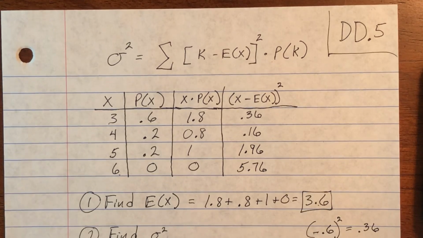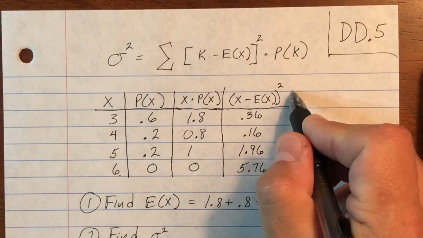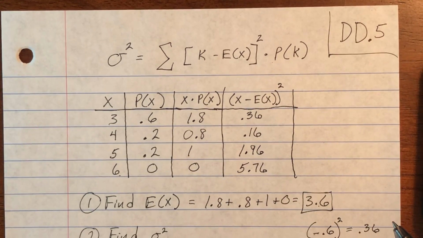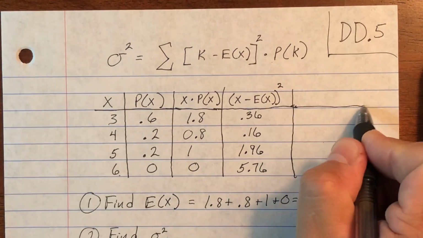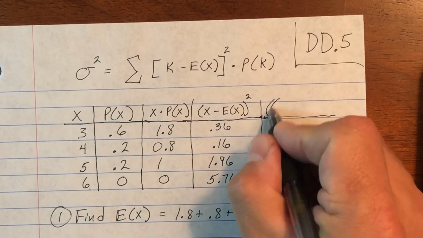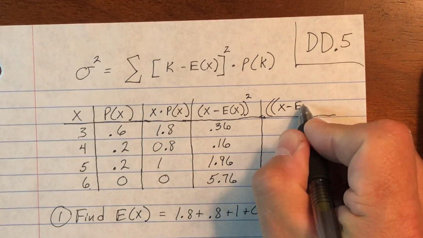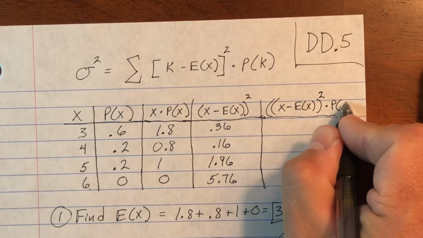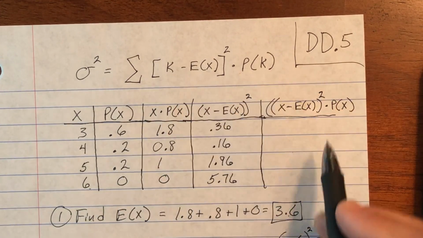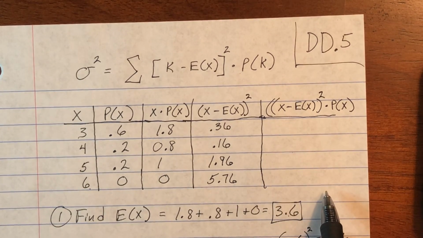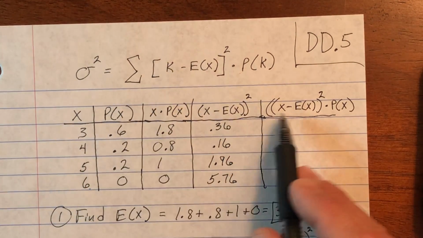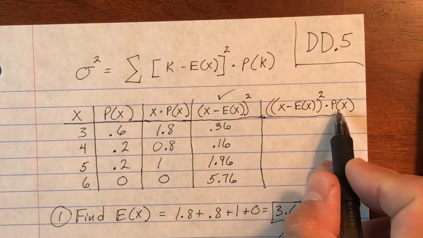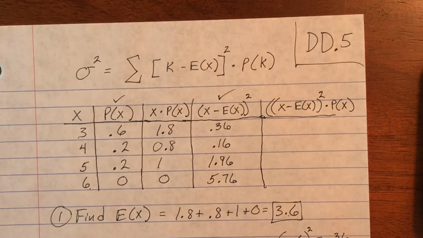Now all I have to do is multiply, so that's what it says to do in the formula, multiply each of those by the probability. So this one is going to be x minus the expected value of x, quantity squared, times the probability of x. That's what we're doing here. And then after we get these numbers, we just add them together, and that's the variance, because that's what the sum means. We're just going to add together whatever we get here. So now we're taking this column right here and multiplying it by the probability over there.